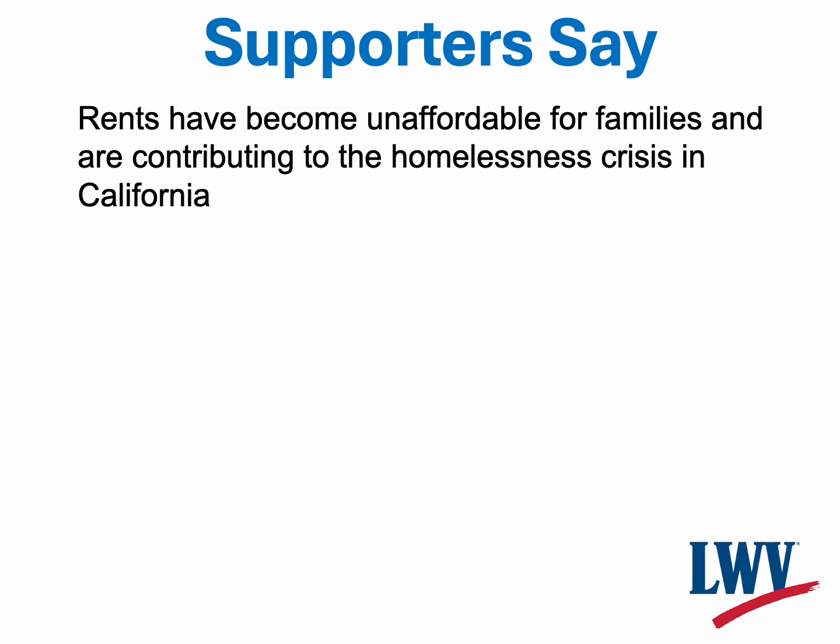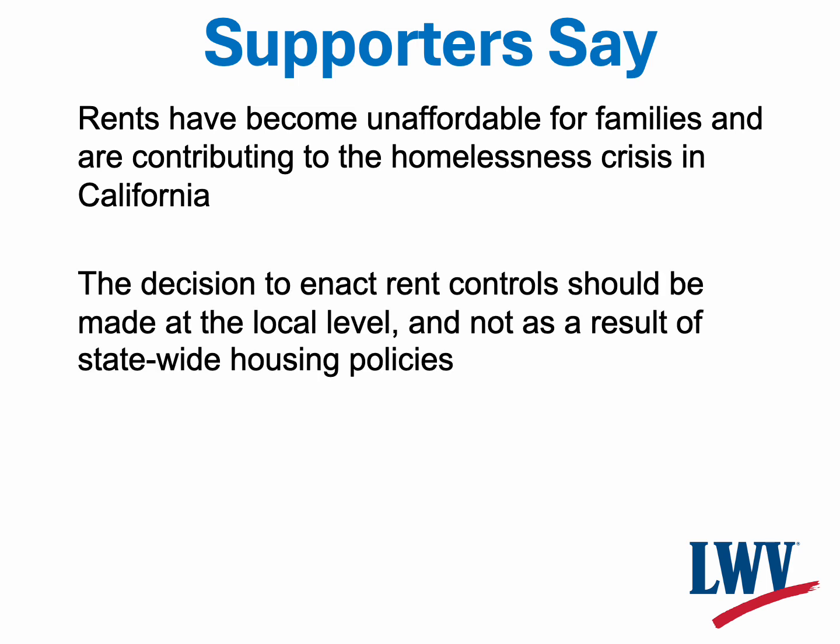So what do supporters say in favor of Prop 33? Their basic argument is that rental prices in California are too high, with the median rate being the second highest in the country. The rates are now too high for many families and individuals, and therefore high rents are contributing to the problem of homelessness in the state. Supporters also believe that the decision to enact rent control should be made at the local level by voters familiar with their communities and not at the state level where decisions are influenced by political considerations.